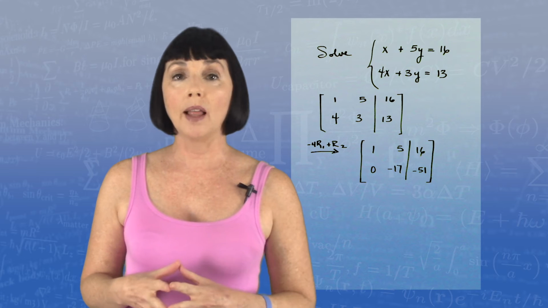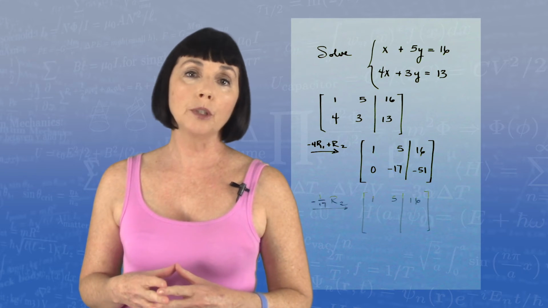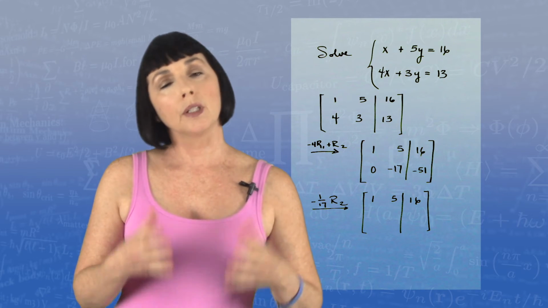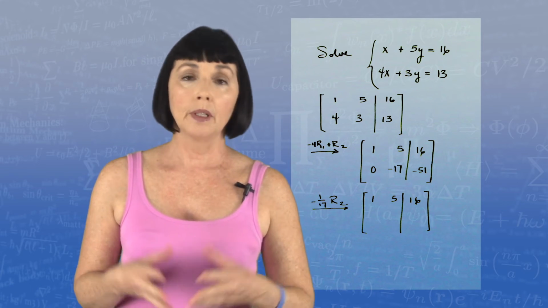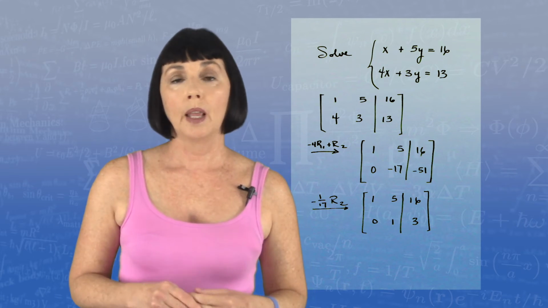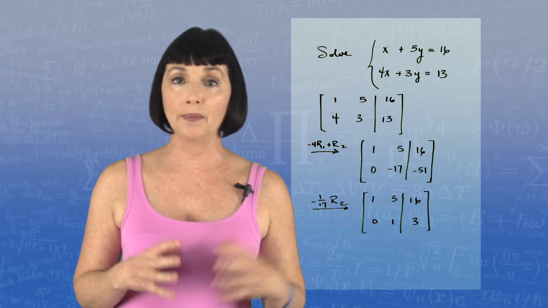Well, now all I have to do to get my matrix in row echelon form is to multiply row 2 by -1/17. So our top row remains the same, and in our second row we get 0, 1, and -51 times -1/17 gives us 3.